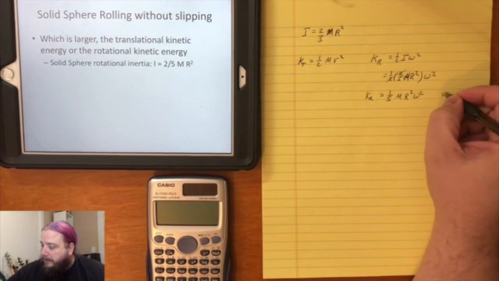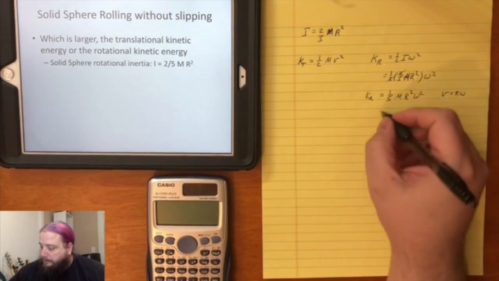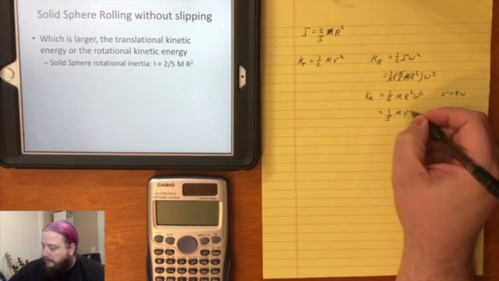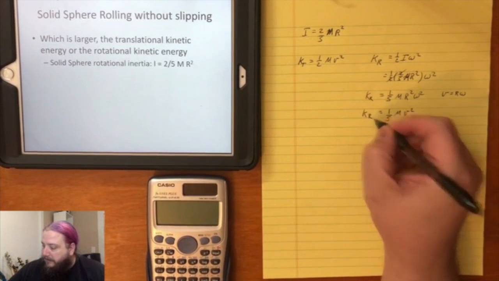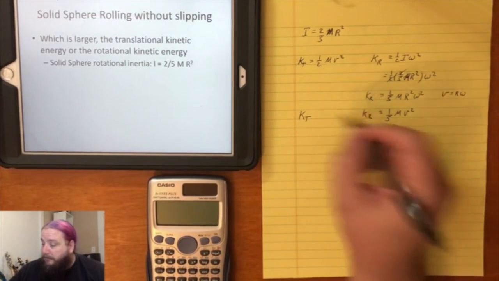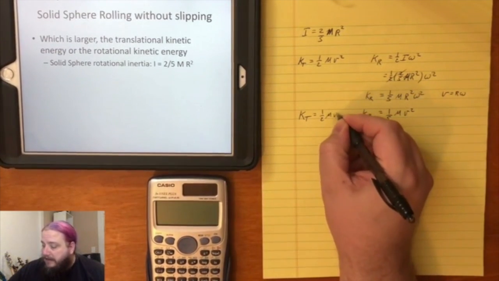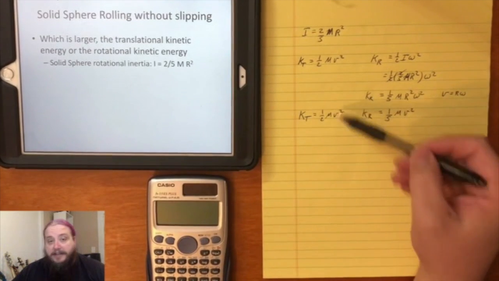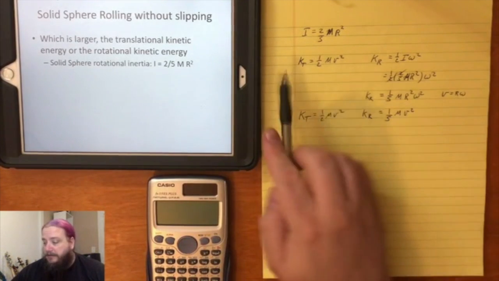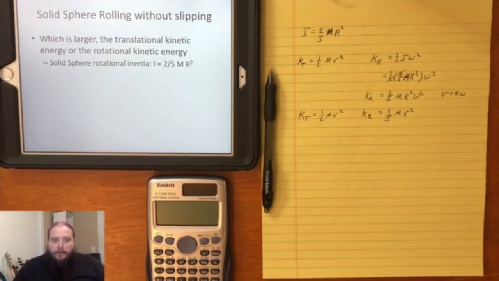Then again, we can apply the rolling without slipping condition to rewrite this in terms of velocity. So the rotational kinetic energy is 1/5 mv squared, and the translational kinetic energy is 1/2 mv squared. Obviously, the translational kinetic energy is larger, but not hugely so, than the rotational kinetic energy. The cat wants out. All right, well, let's try another one.